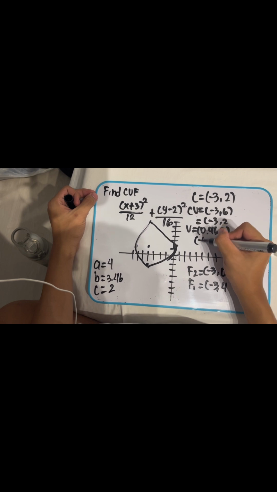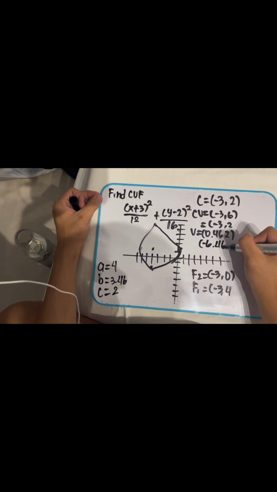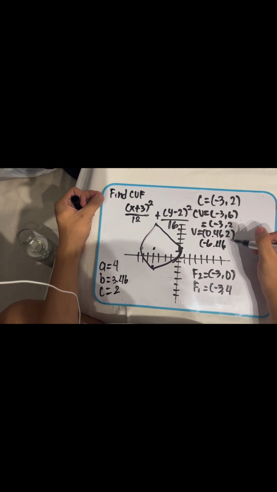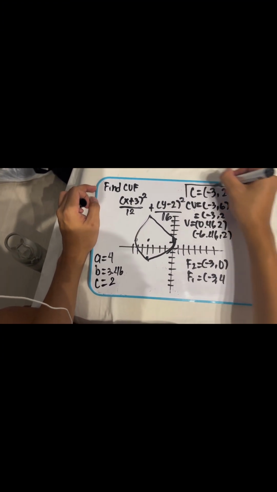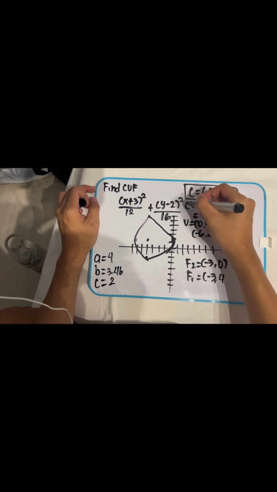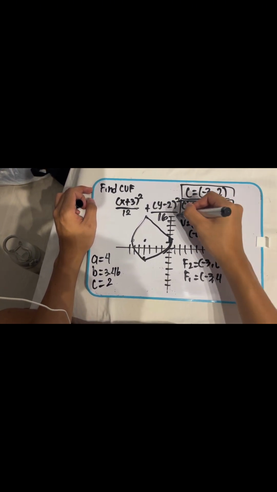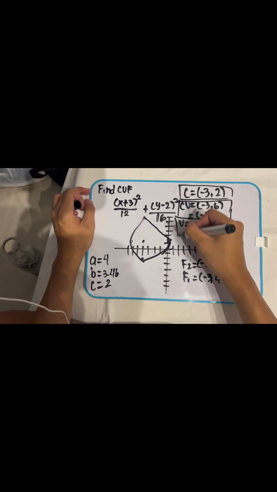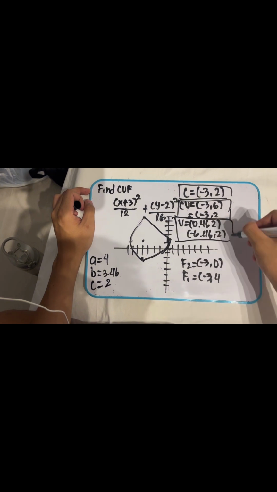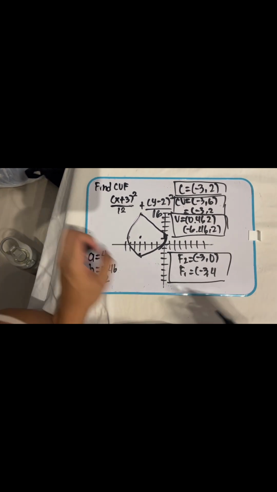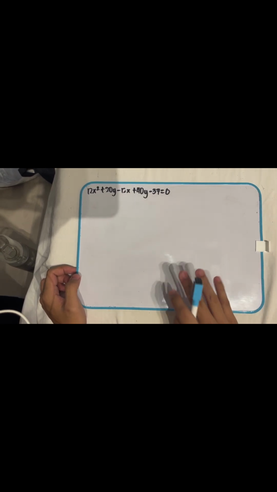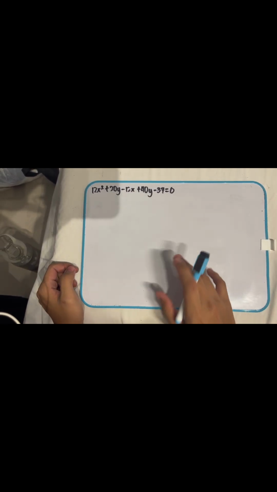And our second vertex is 6.46 and 2. So here's the value of our c, value of our co-vertices, value of our vertices, and value of our foci. So for this given, it's still finding the center, vertices, and foci.